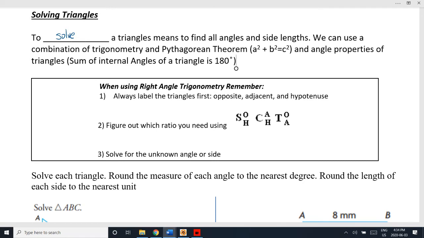Remember, when using right-angled trigonometry, always label triangles first: opposite, adjacent, and hypotenuse. Figure out which ratio you need to be using, SOHCAHTOA, and solve for the unknown angle or side. Let's try it out.